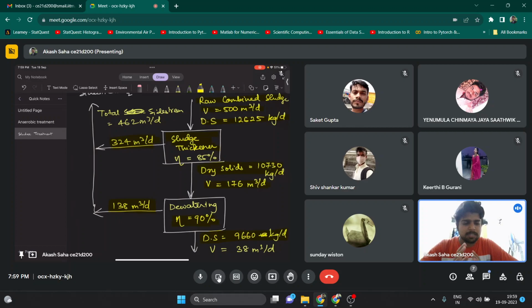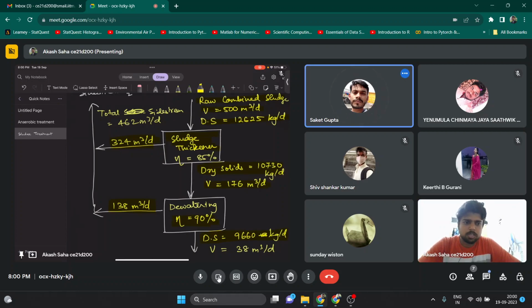This side stream is basically water with some part of solids. Whatever solids the system is not able to remove will come out as the side stream. It is like an effluent. But in this system, we will count the effluent as the dry solids. You can say this is another effluent, so two effluents are coming: one with more solids, one with less solids.